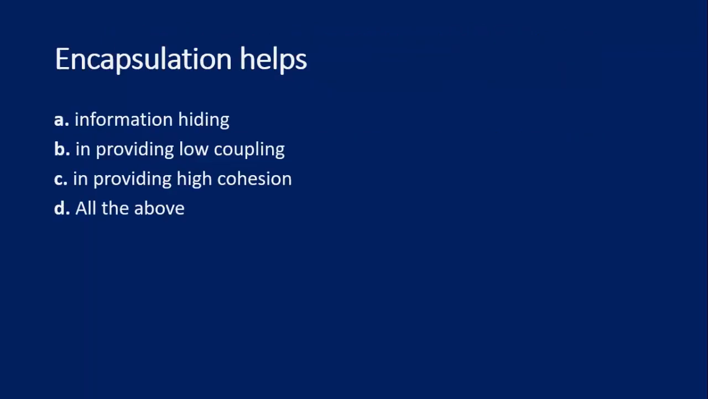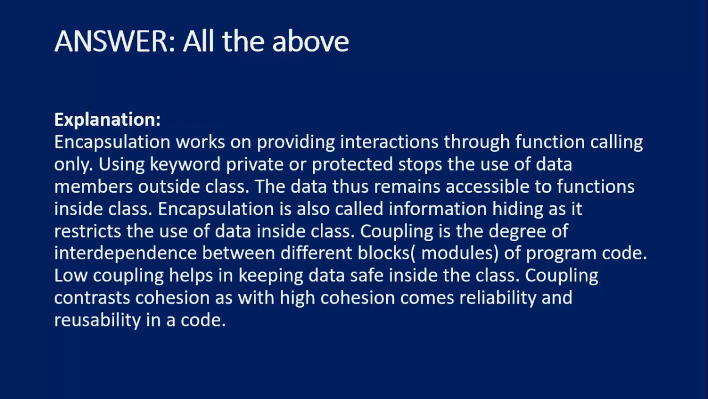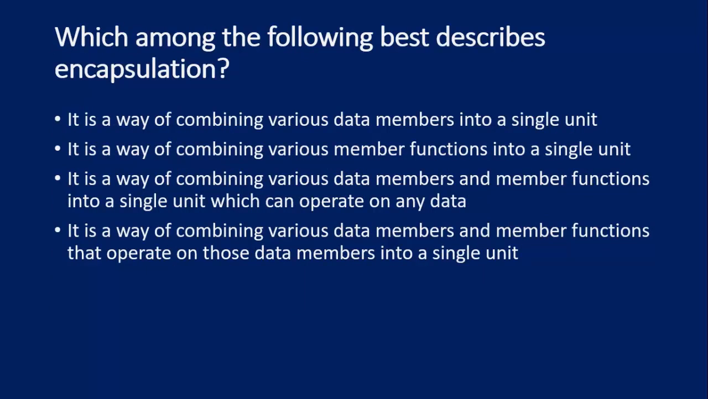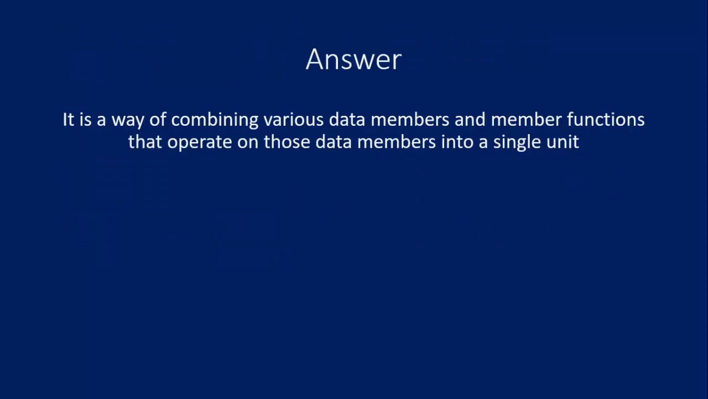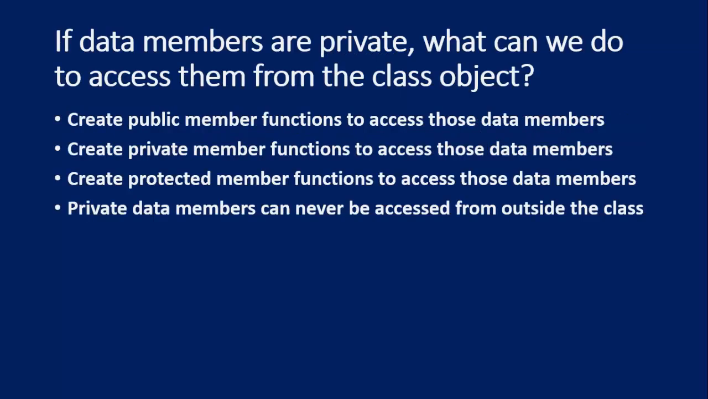Encapsulation thus helps information hiding, in providing low coupling and in providing high cohesion, all of the above. So we have to find all of the above as the answer. Which among the following best describes encapsulation? It is a way of combining various data members into a single unit, a way of combining various member methods into a single unit, combining various data members and member functions into a single unit, or a way of combining various member methods and member functions that operate on those member data in a single unit. The answer is the way of combining data members and member functions that operate on those data members into a single unit.